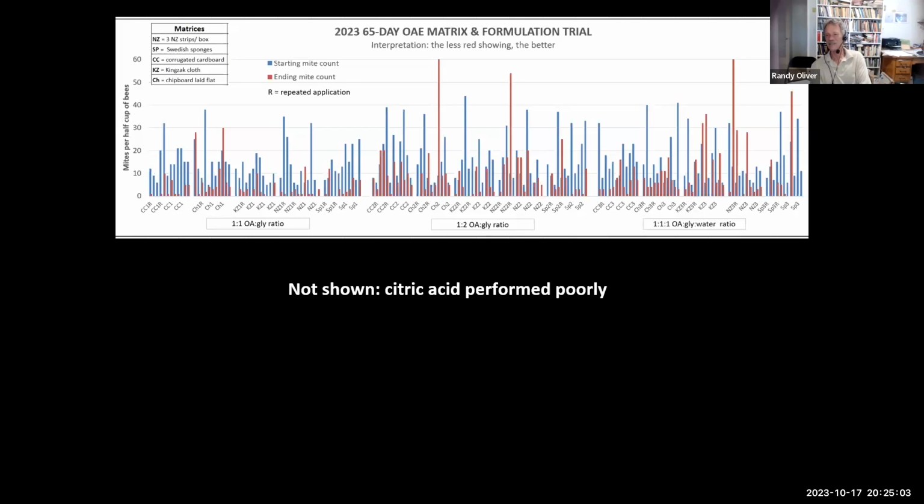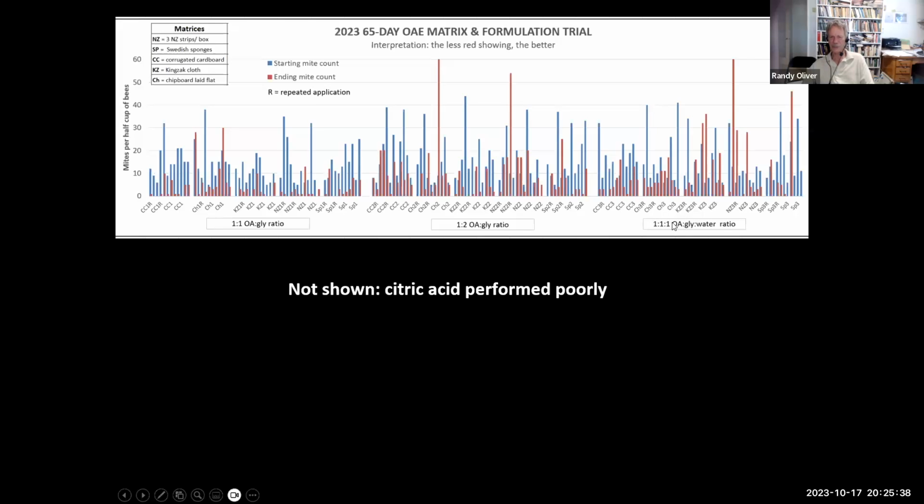So I'm testing, but all those recommendations were based upon anecdotes rather than hard data. So that's why I collected hard data this year. Then for each of those different matrices, we tried 3 different ratios of oxalic acid to glycerin: the 1 to 1 by weight, the 1 to 2, so twice as much glycerin as oxalic acid by weight, and the 1 to 1 to 1, which follows the research of a researcher called Canellis, who did 5 years of study over in Arabia, and said that this worked best.